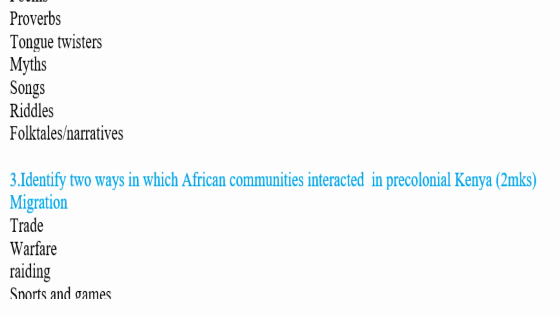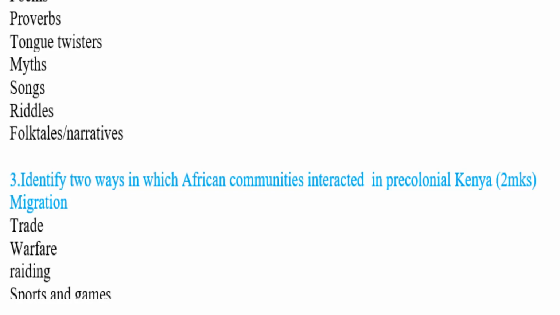Number 3, identify 2 ways in which African communities interacted in pre-colonial Kenya. Migration. That is one of the ways they interacted. Number 2 is trade. Number 3 is warfare, when they were fighting. Number 4 is raiding activities. Then the last one, sports and games.